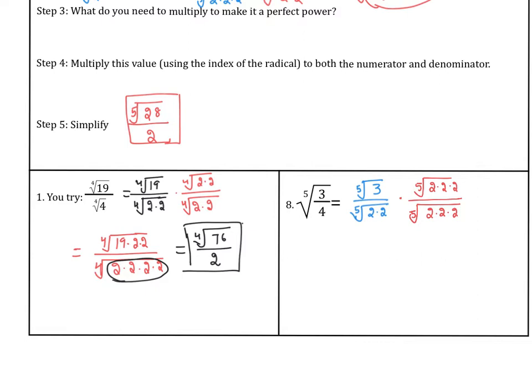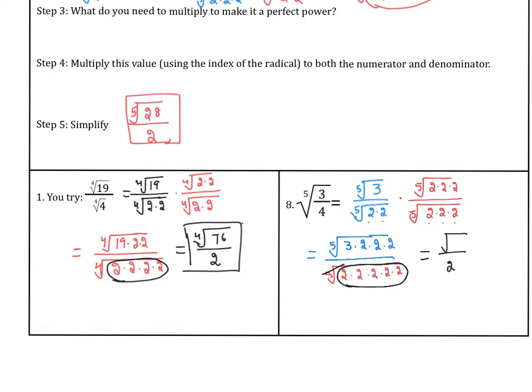And what we get on the top is going to be the fifth root of 3 times 2 times 2 times 2. And on the bottom, what you're going to get here is the fifth root of 2 times 2 times 2 times 2 times 2. So that's 1, 2, 3, 4, 5. Now they make a group of 5. So it means they can get out of the radical symbol. And then your answer is going to be 2 on the bottom.